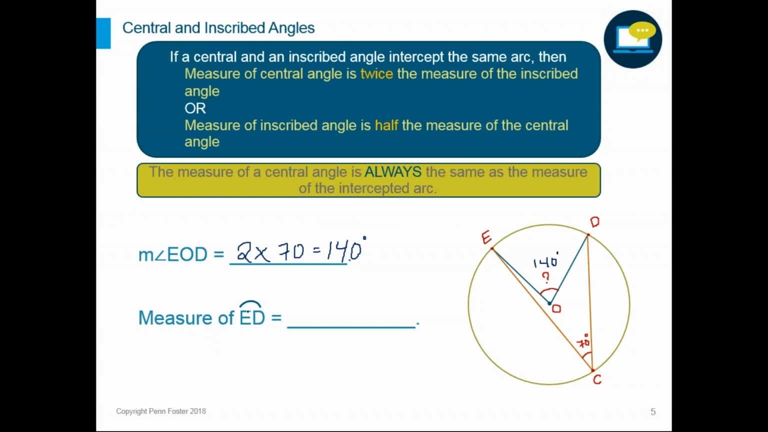What is the measure of the arc? This symbol is for the arc ED. So ED is an arc. What is the measure in degrees for this arc? Remember, the measure of the arc is the same as the measure of the central angle that faces the arc. Well, EOD is the central angle that faces or intercepts the arc, so the arc will have the same measure as the central angle, 140 degrees.